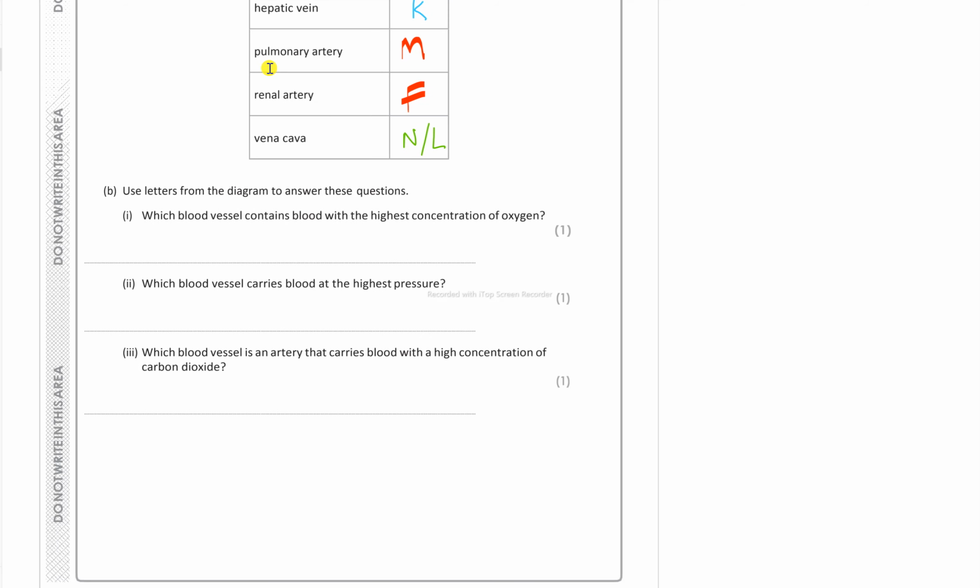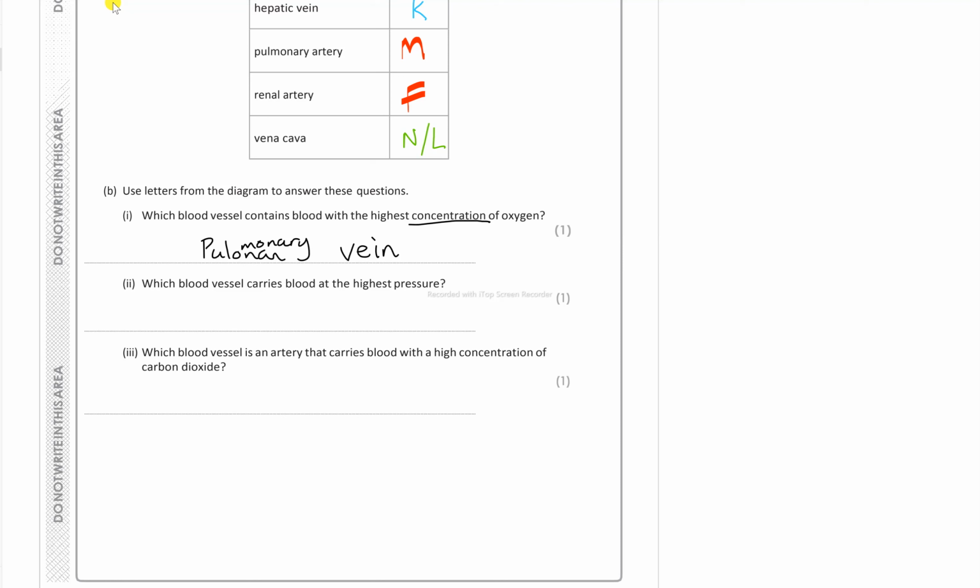Okay. Now this is a tricky one, this question actually. It trips me up so many times. Which blood vessel contains the blood with the highest oxygen? It's the one that's bringing blood back to the heart from the lungs. So it's the pulmonary vein.